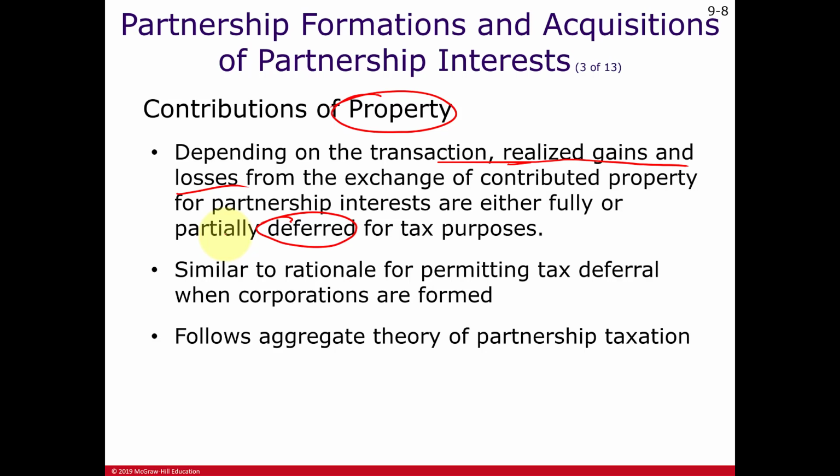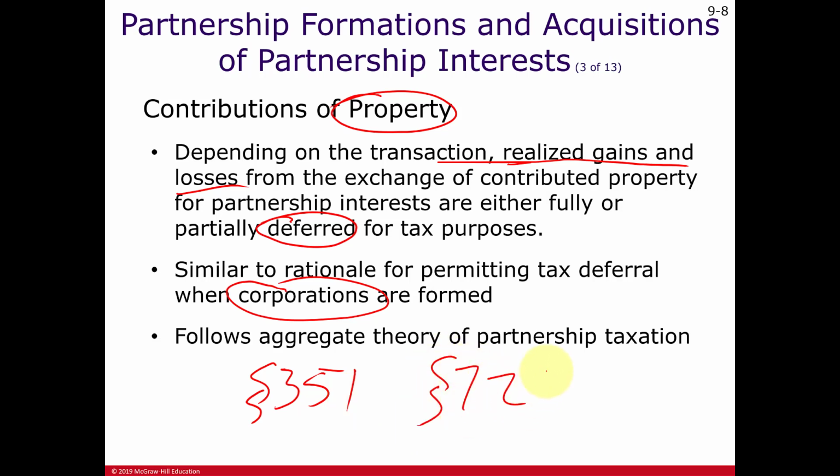This is kind of similar, not quite exactly the same, to when we formed a corporation a couple chapters ago. So if you remember section 351, the tax-free formation of a corporation, the comparable section for partnerships is section 721, where again there's no gain or loss generally when you contribute property into forming a new business, be it a corporation or a partnership. Now there are of course always exceptions to the general rule.